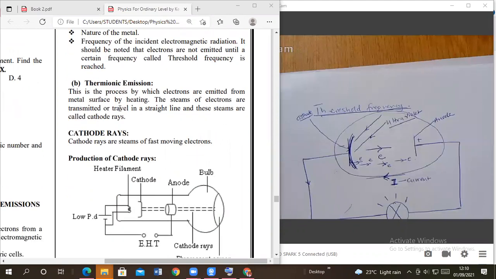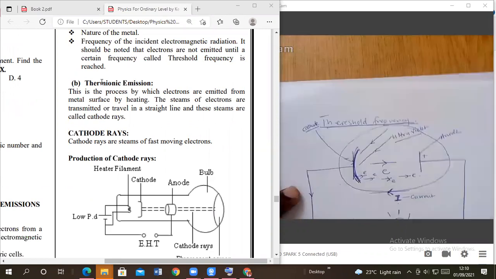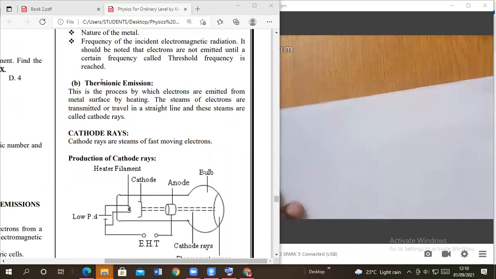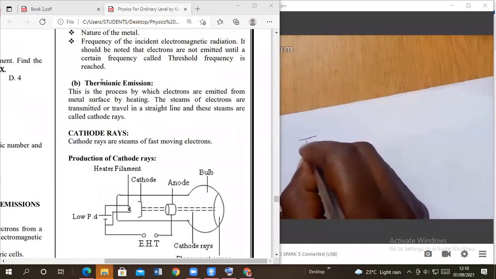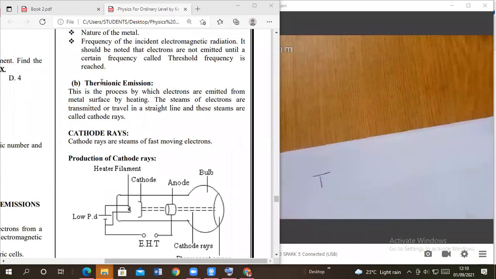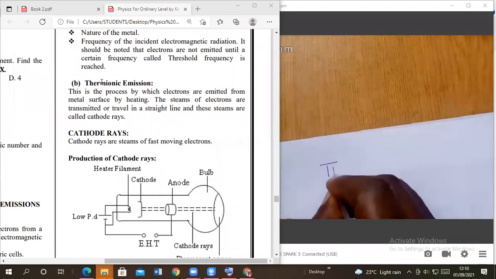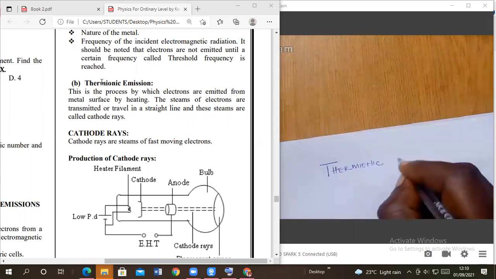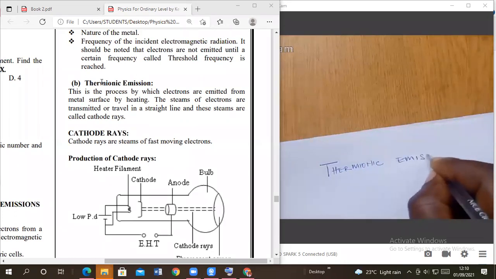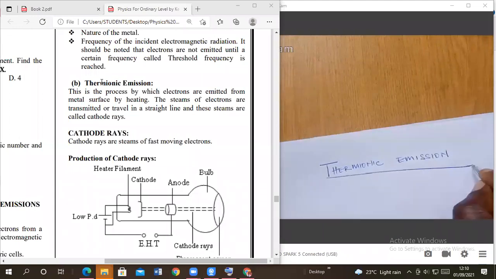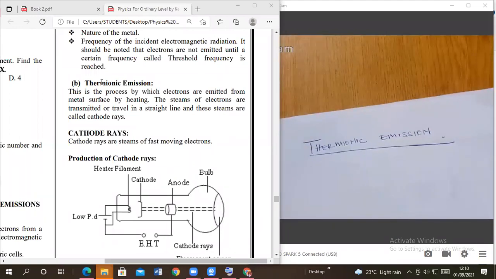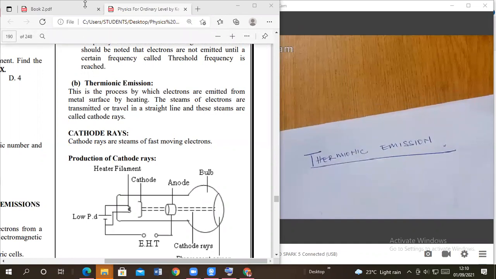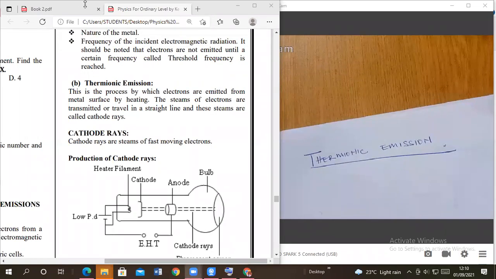Now let us look at thermionic emission. Thermionic emission. What's thermionic emission? What do you understand by the term thermionic emission?